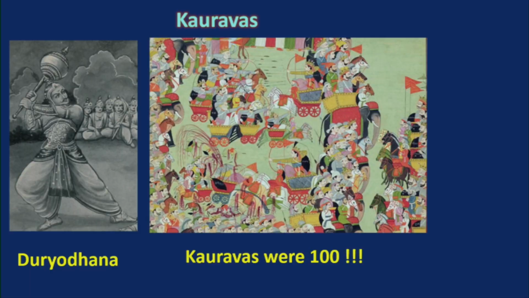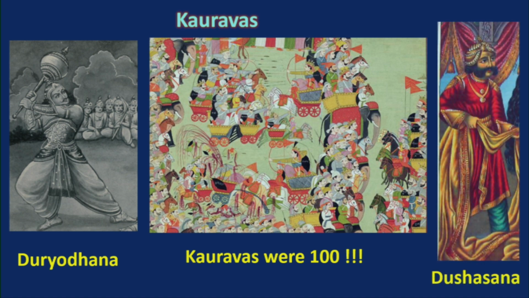Those 2 names are, one is Duryodhana, the eldest of Kauravas, and another one is Dushasana, who is next to Duryodhana. Kauravas are 100. The eldest Kaurava is Duryodhana, and the one who is next to Duryodhana is Dushasana. Remaining names are very difficult to remember and we don't need them for this level also.